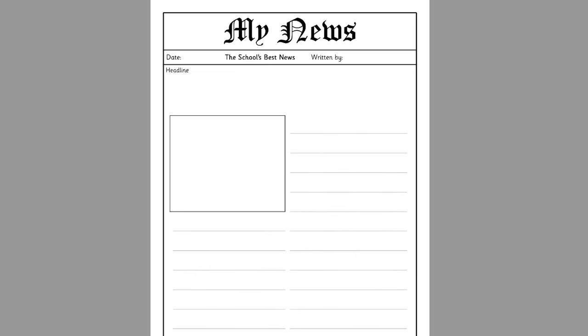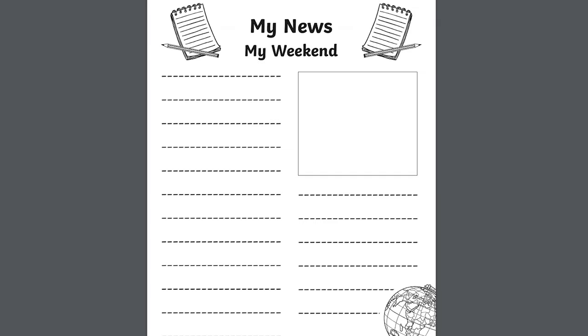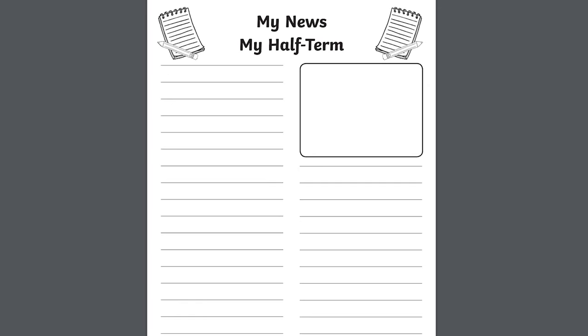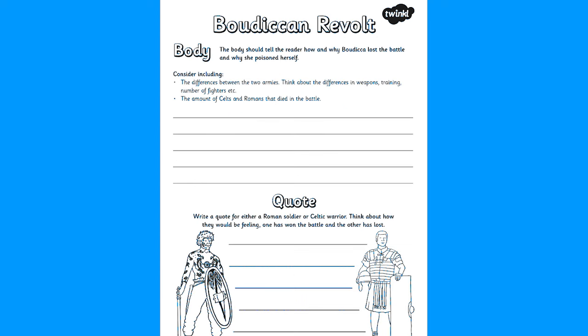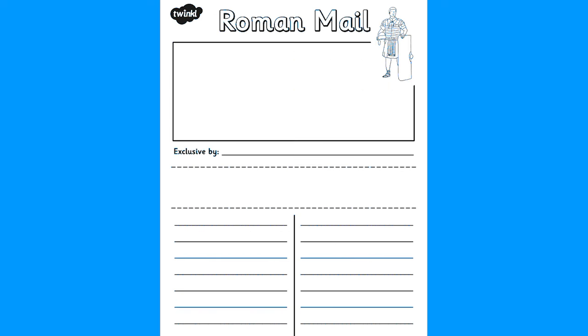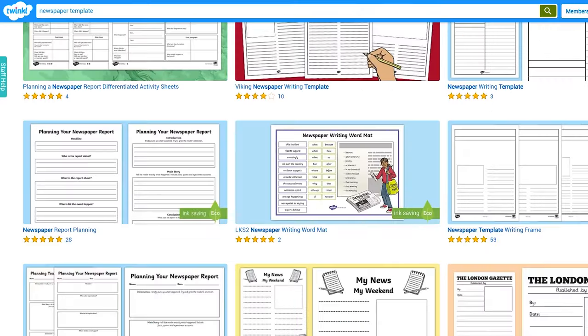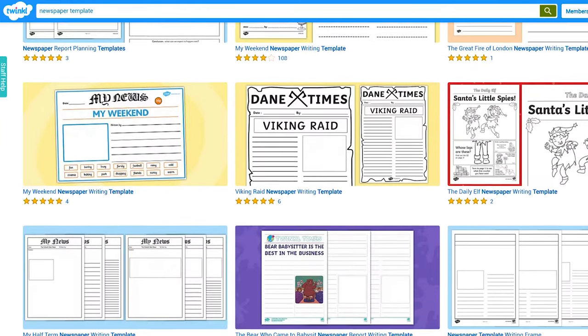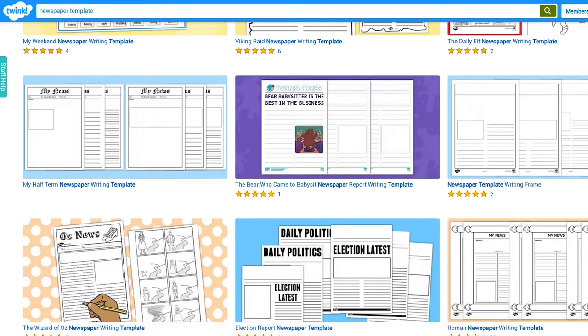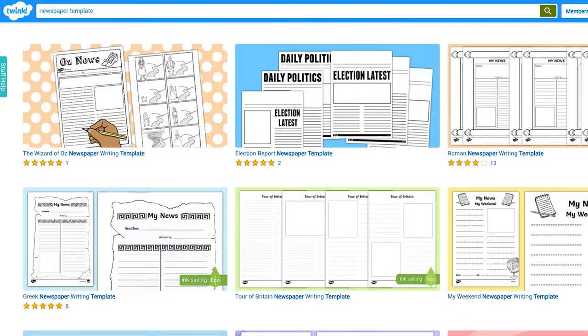Use this generic My News template for a more open-ended activity. You could also write about the events of their weekend or half term, or retell a historical event like Boudicca's Roman Revolt. Whatever report your child needs to write, there's a template for you. Jack, KS2 channel, Twinkl website.